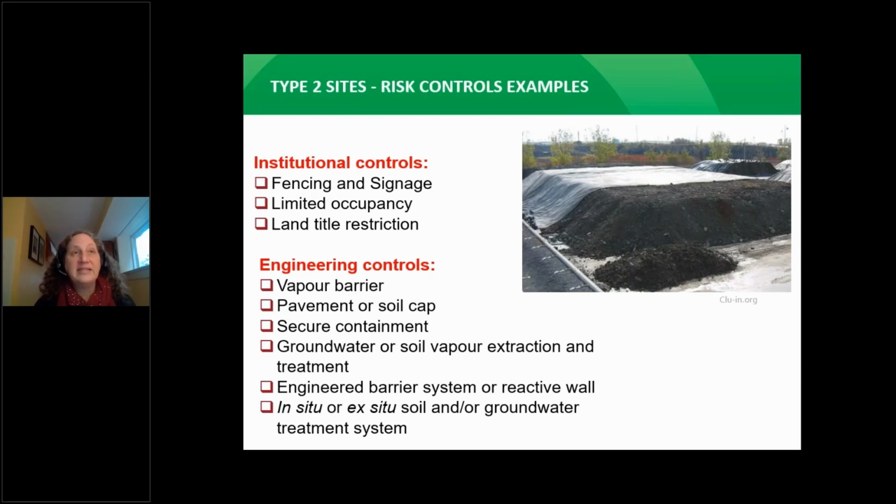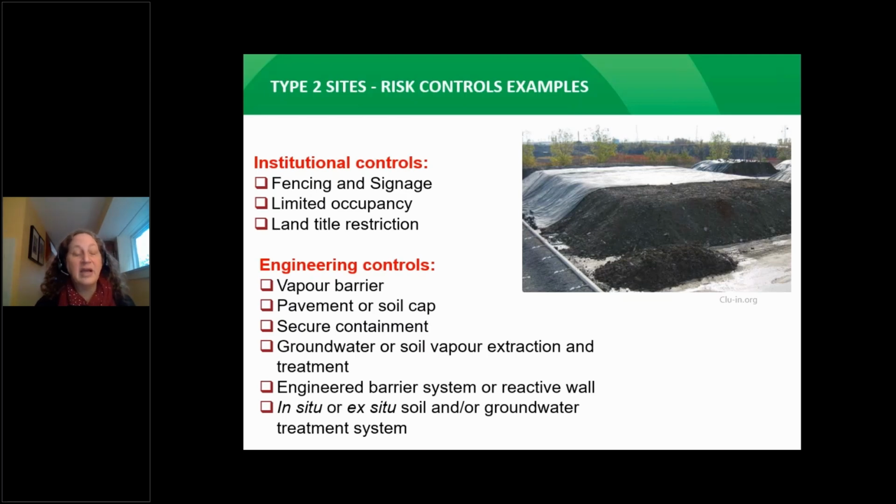There are many examples of type 2 sites. This slide lists some of them, and the list is not inclusive of all potential options. Some examples of institutional controls include fencing and signage restricting use, for example, no trespassing, lack of receptor occupancy or contractual restriction of receptor, for example, no daycares allowed on the site, or a land title restriction ensuring that there is no construction that will cause soil disturbance or a change in land use.